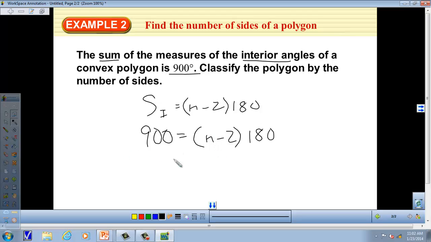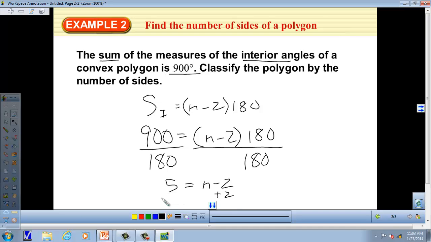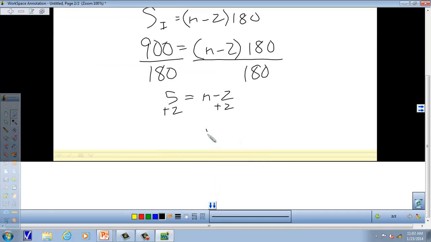And in order to figure out the number of sides, you can multiply 180 by everything here, but what I would suggest doing, because it should be divisible, is to divide both sides by 180. If we do that, we get 900 divided by 180 is equal to 5. That's equal to n minus 2, and adding 2 to both sides, we get n equals 7, which means there are 7 sides. And if we were to classify this, remember a 7-sided figure is a heptagon.